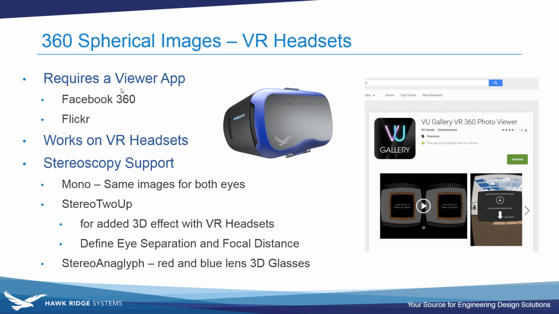If you look on the right side of the screen, I chose View Gallery VR 360 Photo Viewer and loaded that to my Android phone. What happens with this is you create this 360 image and it puts two of them, one on one side for your left eye, one on the right side for your right eye, when you activate the app. You put that into one of these VR headsets like Google Cardboard or one of these things that you see on the screen here, the Hawk Vision 360, or others that you can buy. They work with cell phones.